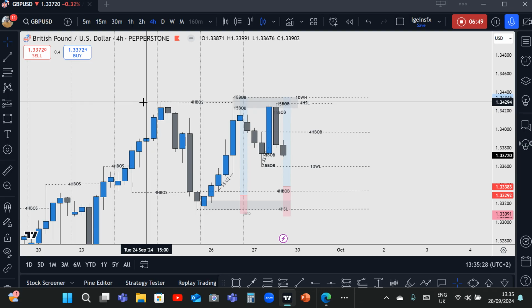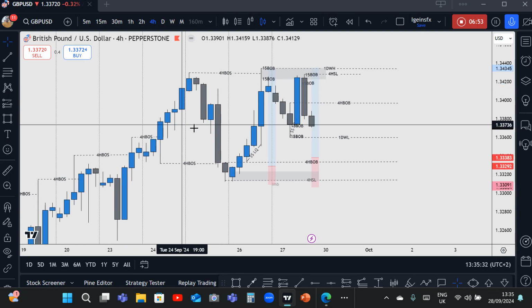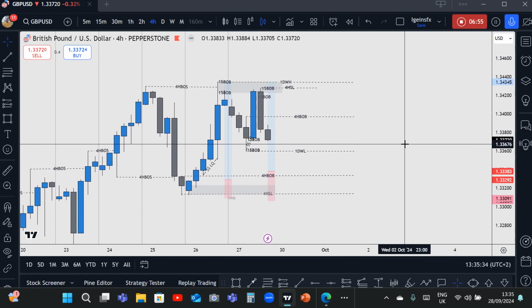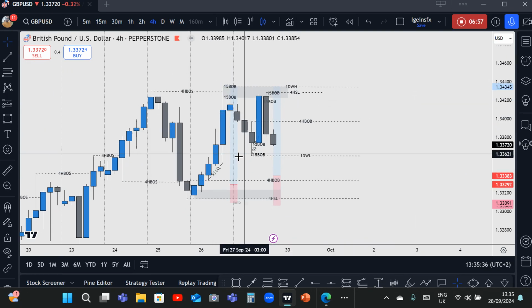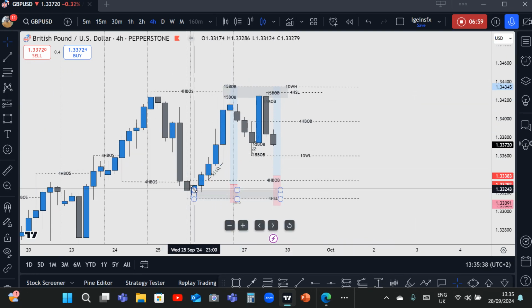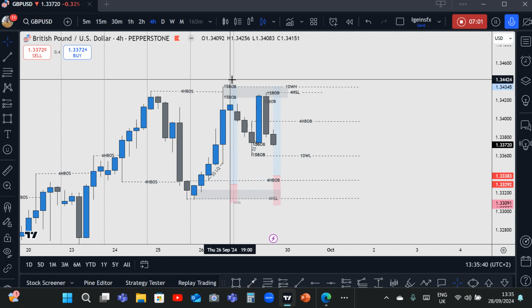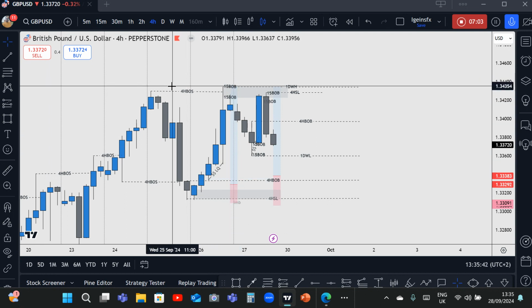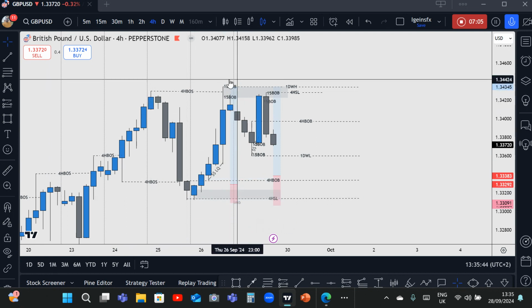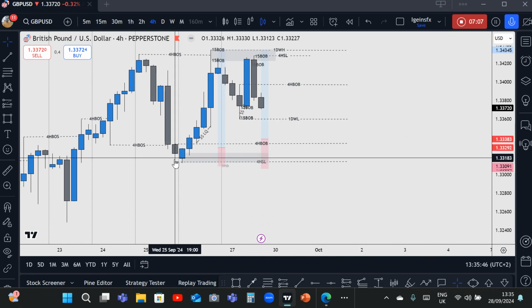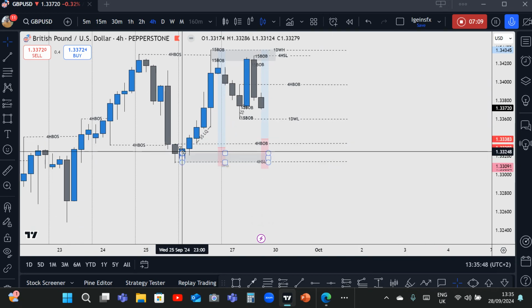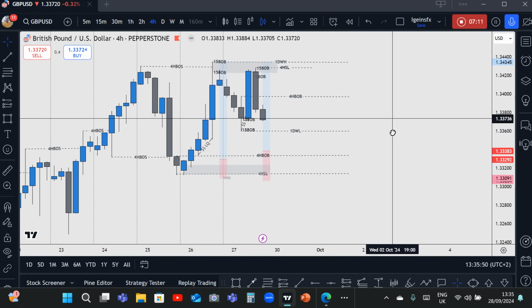Even if it's a body break, it's also significant. So don't lose out on some information. It's very, very critical. Now that this daily leg has created a high, and it broke this structure, this is being regarded as a strong low, all right?